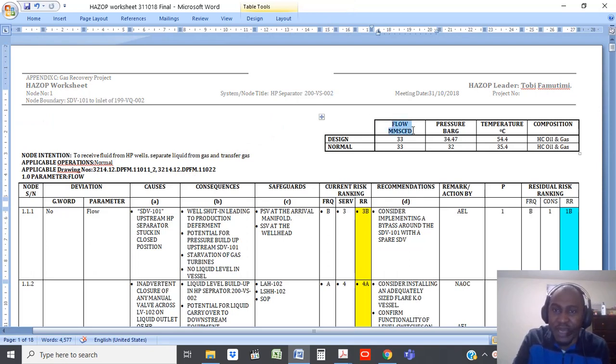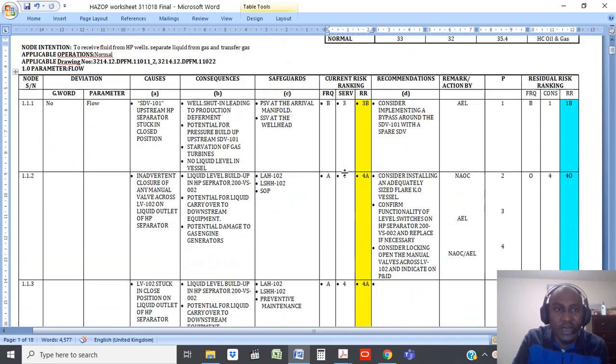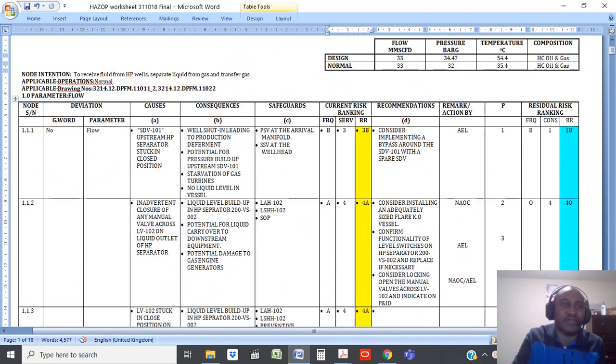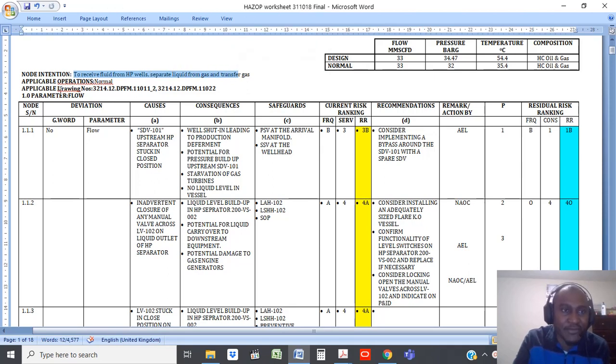Then for that particular node, you have to describe the flow and the physical parameters: the pressure, the temperature, the composition, and it has to be both design and operating. So the design pressure, the operating pressure, the design temperature, the operating temperature, and all that. And then the intention of the node should be clearly written out. This is to receive fluid from the HP wells, to separate the liquid from gas, and to transfer the gas. Now, we are looking at normal operations.